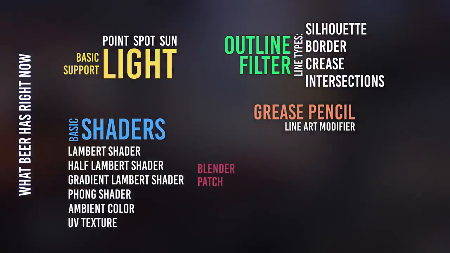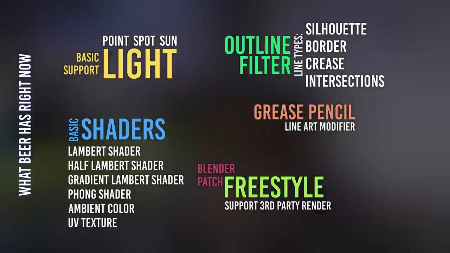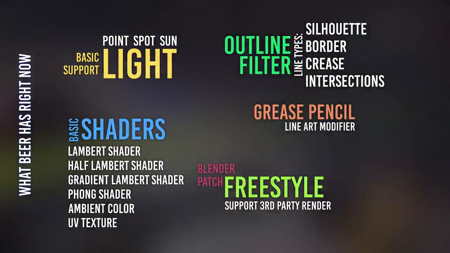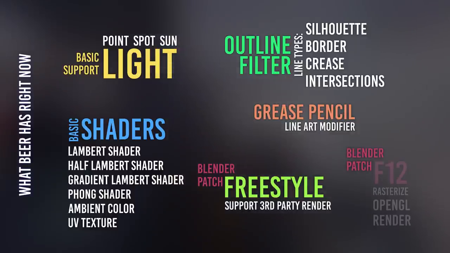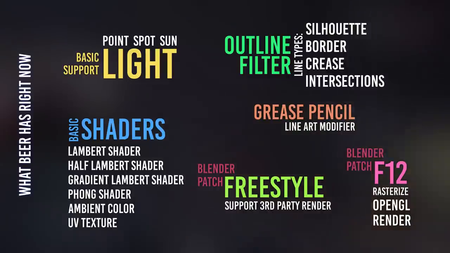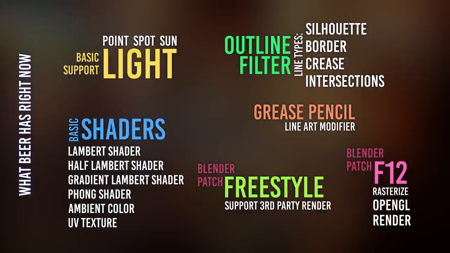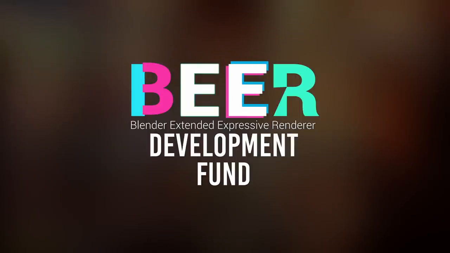Miguel also made a patch in Blender to allow freestyle support for all third-party render engines, which means Beer will have freestyle support soon. To get the rendered result from the OpenGL render, aka pressing the F12 button, a patch was submitted and is accepted in master. Both patches should be in the Blender daily build, and if not, you'll need a custom build to use these features.